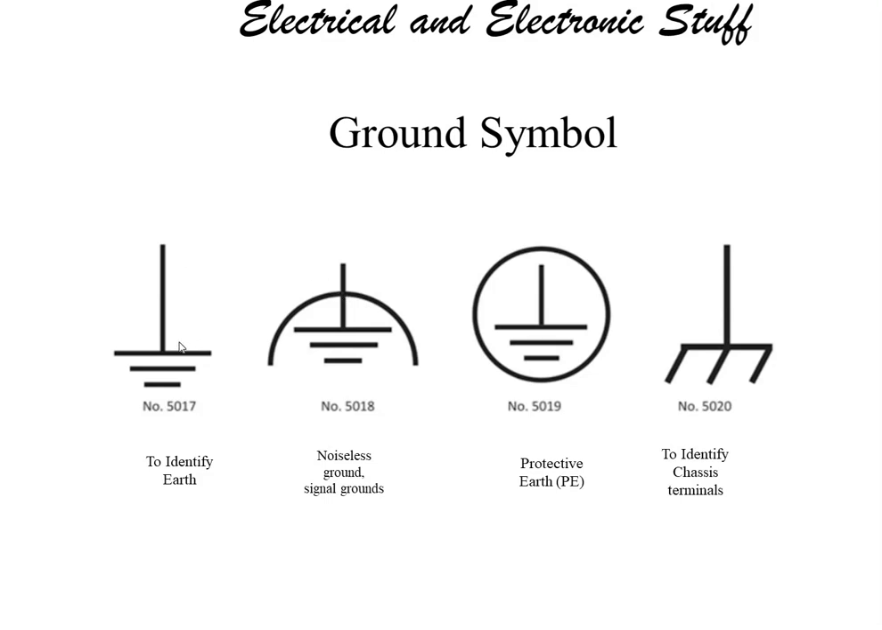The next one looks exactly like the earth symbol but has a half round around it. It represents a shield. It looks like a half circle, and we call it a noiseless ground. It is useful when you see an analog-related schematic; you will find such a symbol there for the ground. The next one is the protective earth.